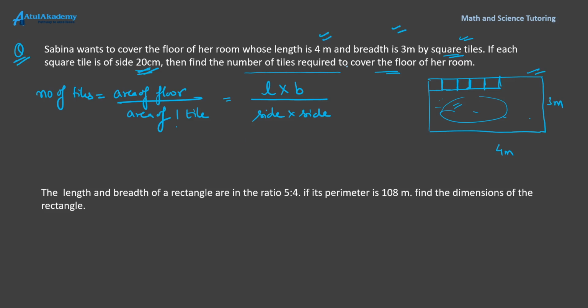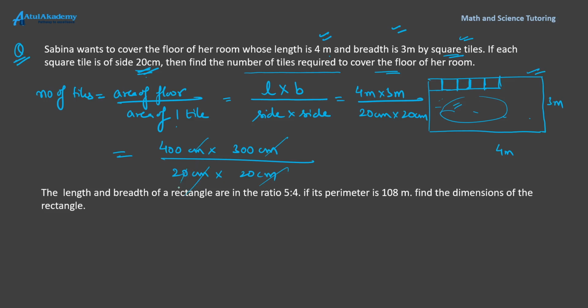So it is better to convert meter into centimeter, because when you convert 20 centimeter to meter you'll get a decimal number and then you will get confused. So length is how much? 4 meter, breadth is 3 meter, and this is 20 centimeter. 4 meter I can write as 400 centimeter, 3 meter 300 centimeter, divided by 20 centimeter into 20 centimeter. Centimeter all cancels out.